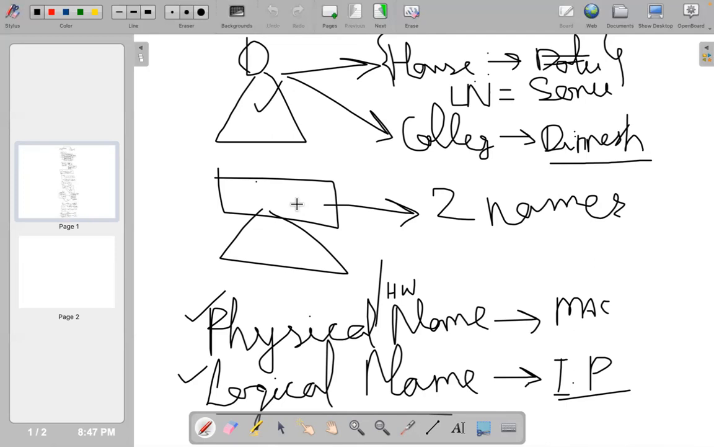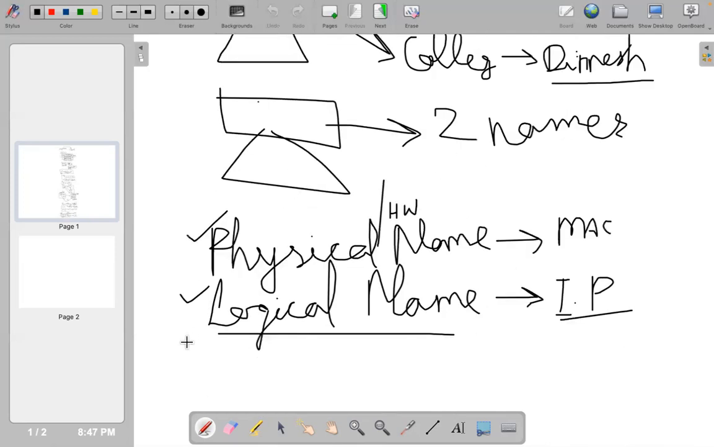So an IP address is like an ID for the whole system, like a laptop. Yes, it is a logical address where this system will be known throughout the world. If you have an IP address, then anybody from any corner of the world can communicate with you, or you can communicate with them.